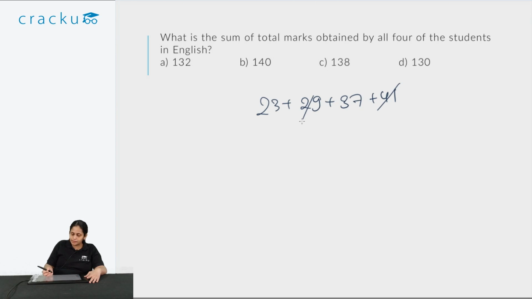So this is 70, this is 60. So 60 plus 70, this is 130. Okay, that is option D. So the right answer is option D.